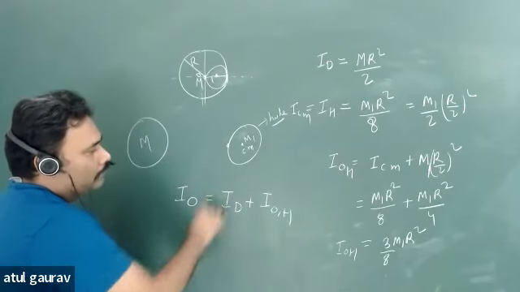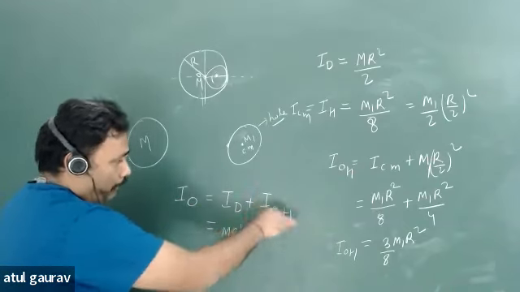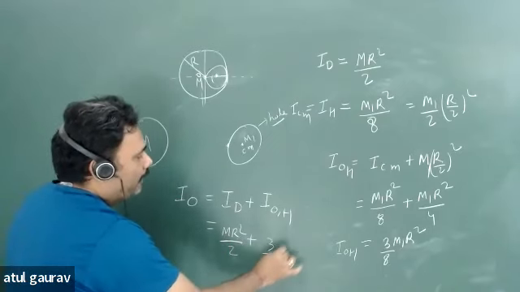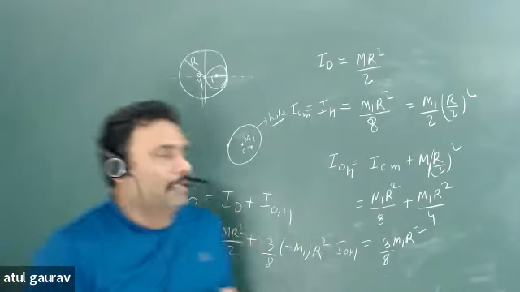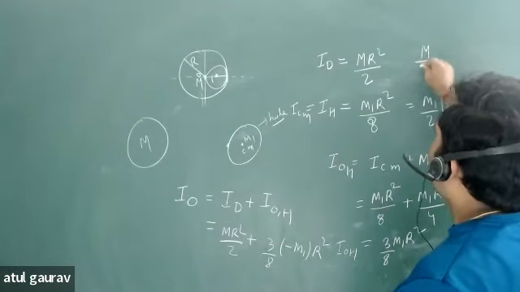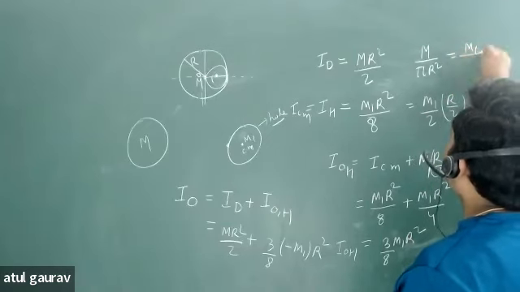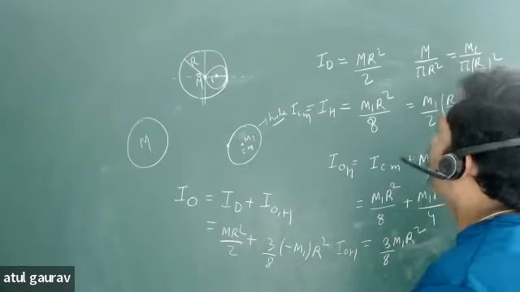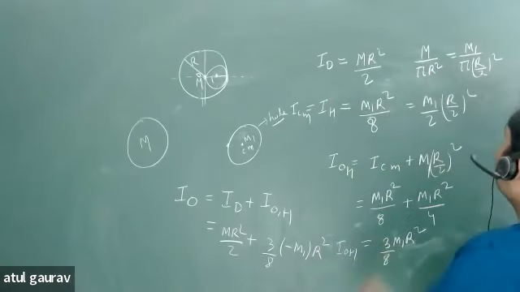What is ID? m r square by 2. And here will it be plus or minus? So minus 3 by 8, and you can take minus m1 r square. And what will be your m1? This is the next challenge. What is your m1? M upon pi r square is equal to m1 upon pi r by 2 whole square, because density is always the same. So you can easily calculate this particular thing.